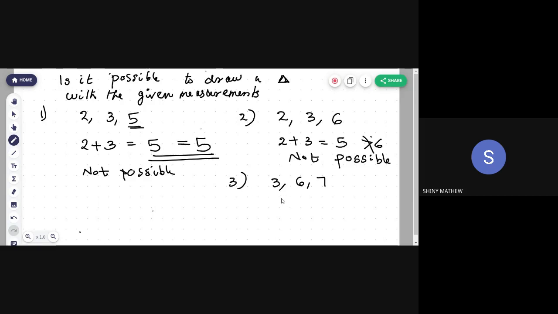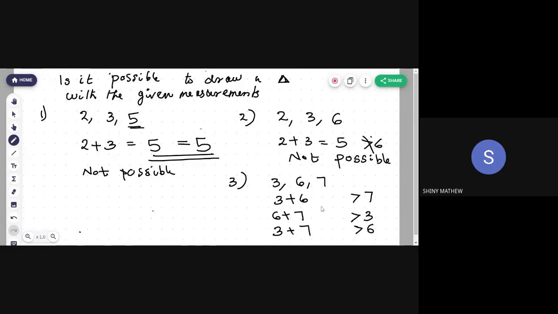Okay, first we take 3 plus 6. Is it greater than 7? Yes, miss. Then 6 plus 7. Is it greater than 3? Yes, miss. Then 3 plus 7. Is it greater than 6?